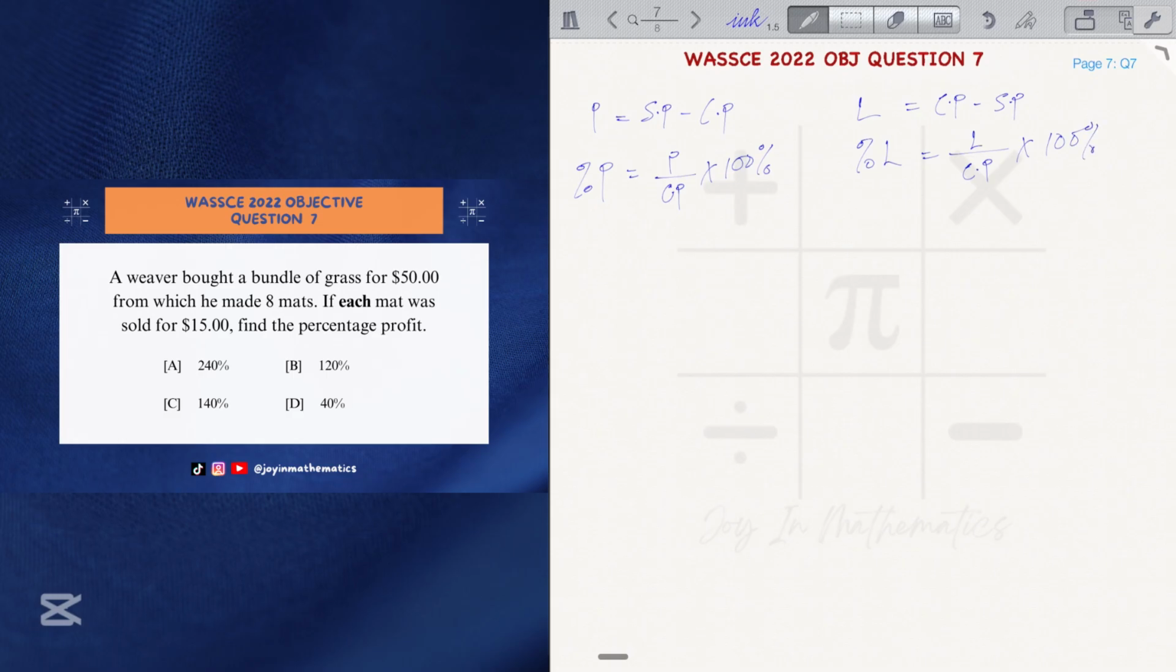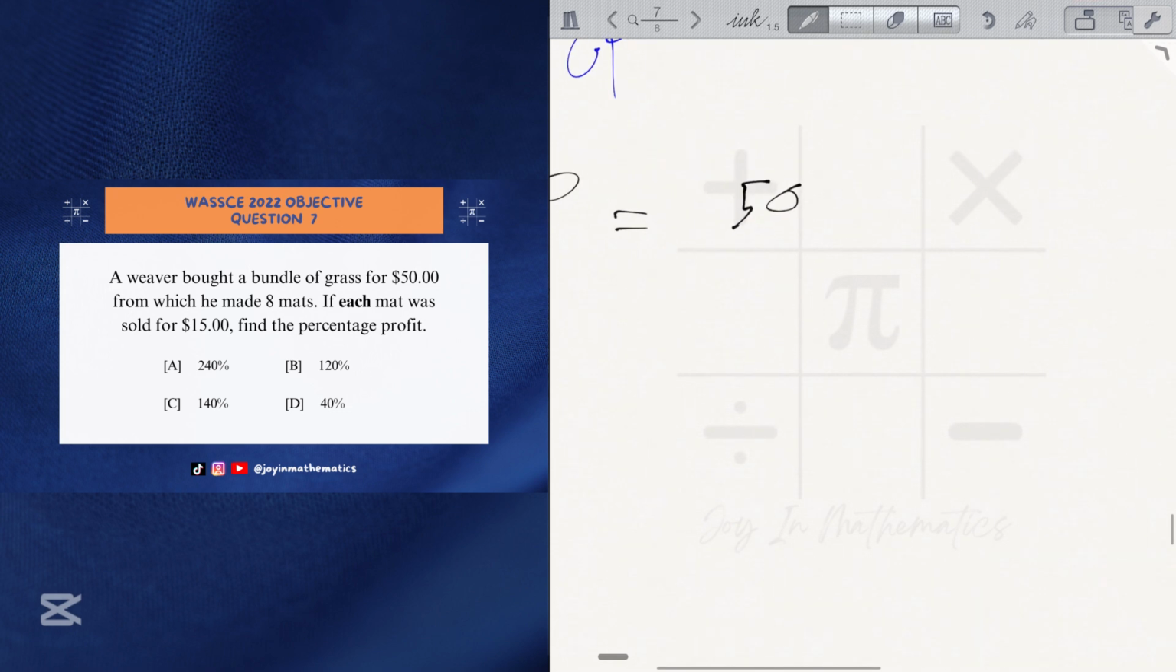Now let's go back to the question and make meaning out of it. The weaver bought, when someone buys something, that means the cost price. So the weaver bought a bundle of grass. So the cost price is equal to $50. So we have $50.